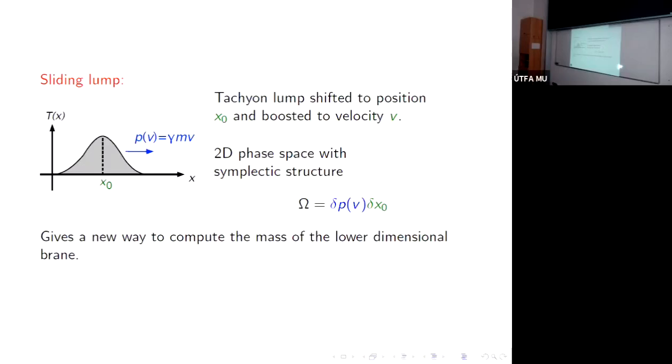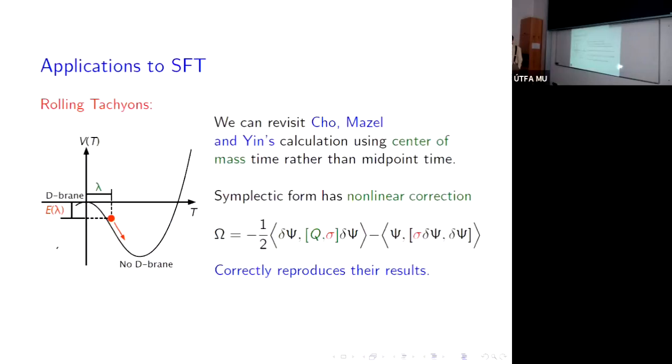We also looked at solutions for tachyon lumps that have been boosted to some velocity v. So these calculations you need to certain order in lambda. Which one? The rolling tachyon energy. This one, yeah. So it's the first interesting one.